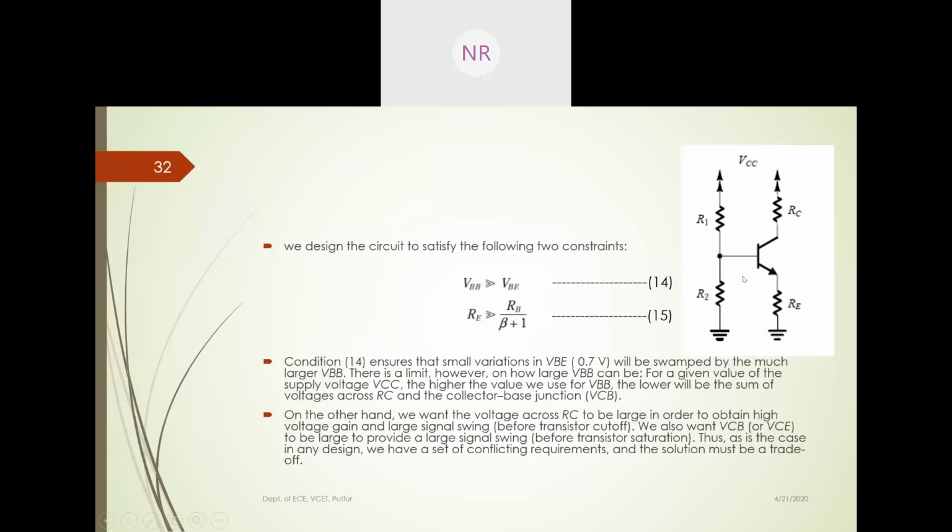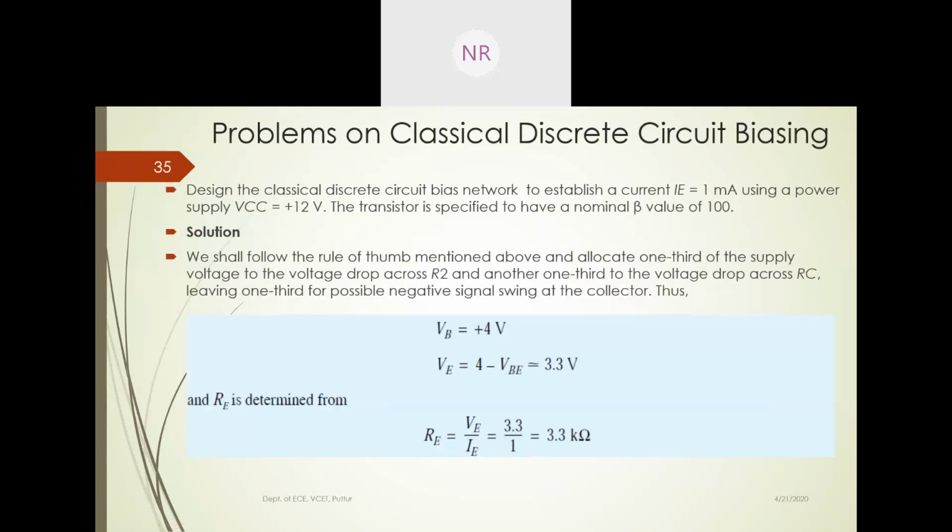So there are two designs. One is considering the potential divider current as equivalent to IE, or else considering the potential divider current as 0.1 IE. So for the first design, I'll consider the potential divider current as 0.1 IE. For the second design, let us consider the voltage divider current as just equal to IE. Here, the first design is 0.1 IE.